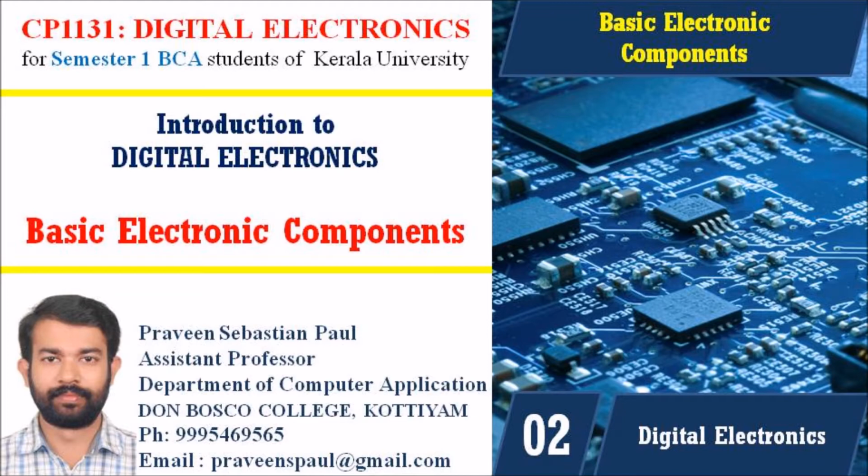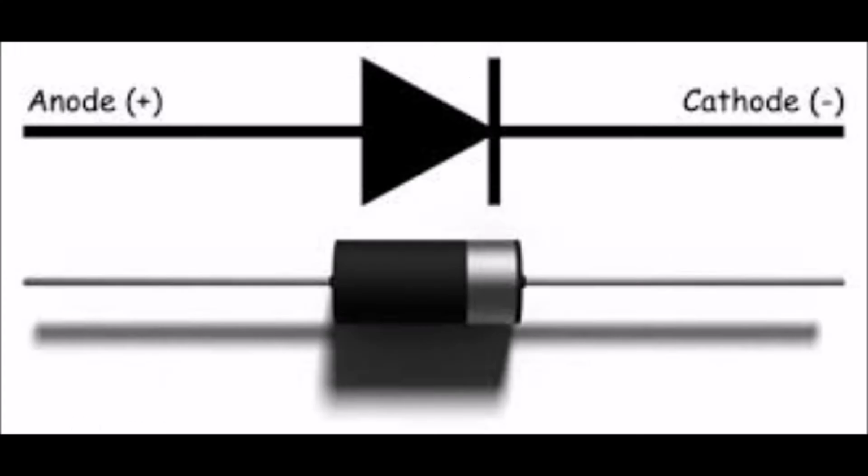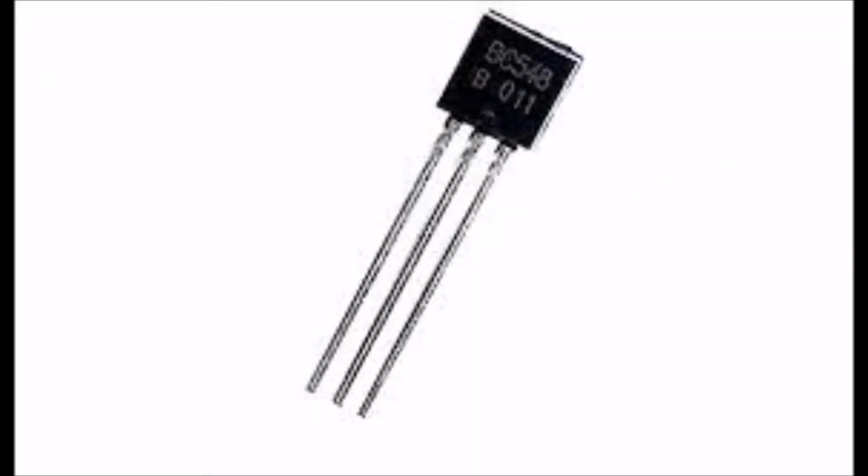This is the second lecture of the subject Digital Electronics for the first semester BCA students. This subject has been introduced by the University of Kerala for the first semester BCA students. This subject is divided into 4 modules. In the first module, we are dealing with the diodes, transistors and oscillators.